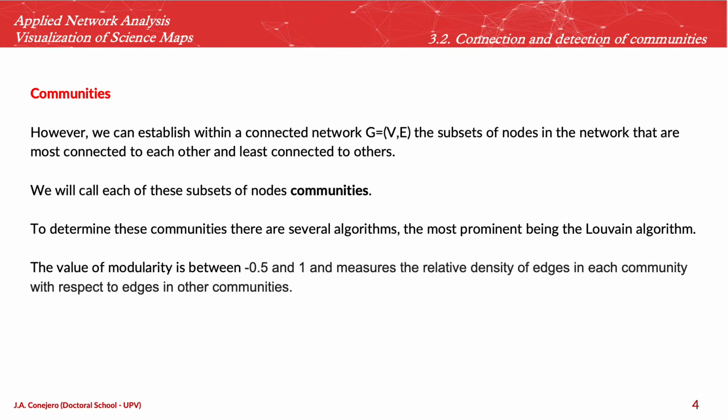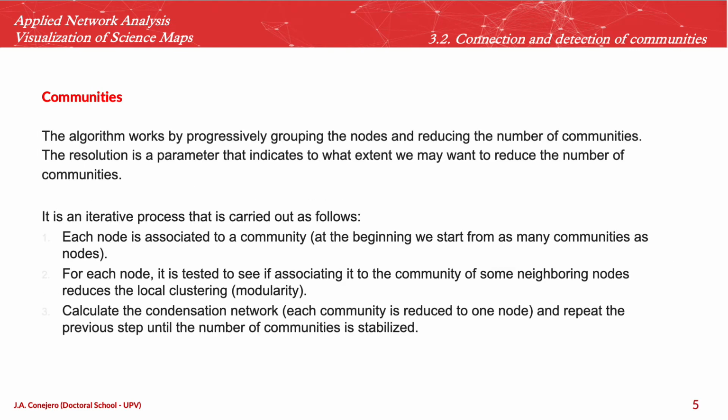So there are several algorithms for computing this. The most relevant one is the Louvain algorithm, and this is based on the computation of modularity, which is the measure that indicates to which point nodes are more connected among them than with respect to the others. We will give a short overview of how this algorithm works, and the thing is that it works iteratively, reducing the number of communities.